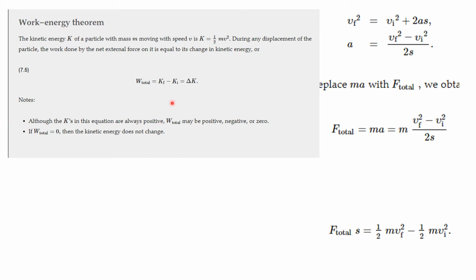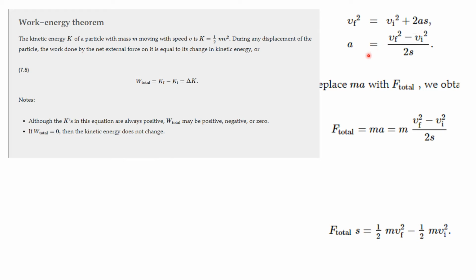Note that although K final or K initial are always positive, work total may be positive, negative, or 0. And if the total work is 0, the kinetic energy did not change. Now, the proof of this follows directly from equations we had before. This is the equation that we had not involving time for rectilinear motion. We knew that v final squared is equal to v initial squared plus 2 times acceleration times the distance moved.